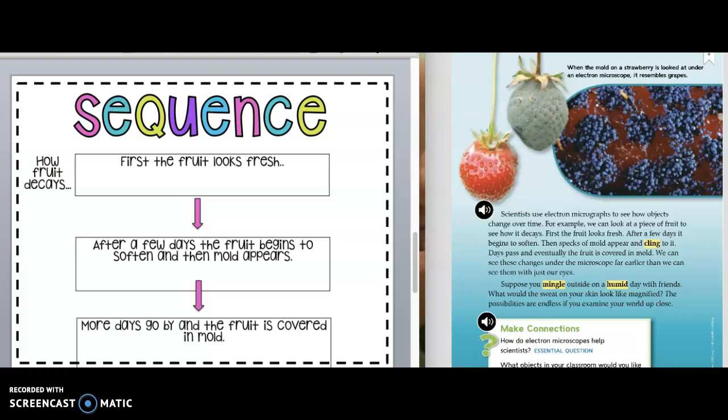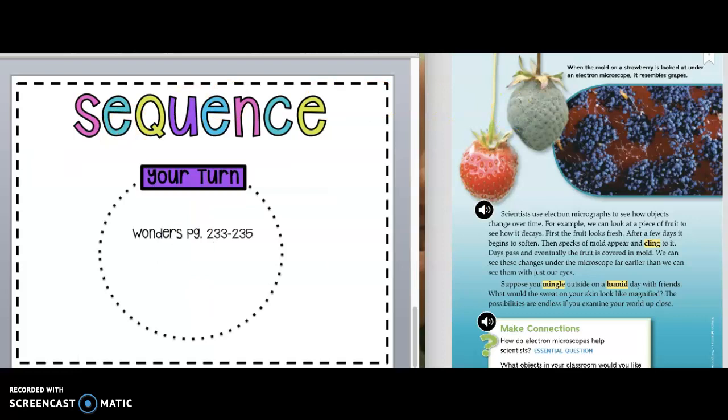Now, you are going to practice sequence of events when you head to Wonders and work on page 233 to 235. Now remember, a sequence of events happens in order. Don't forget to look for keywords like first, then, last, eventually. Even dates of time can signal a sequence of events that's happening in a text. All right, boys and girls, head to Wonders, complete page 233 to 235. As always, you may skip part B on page 235.